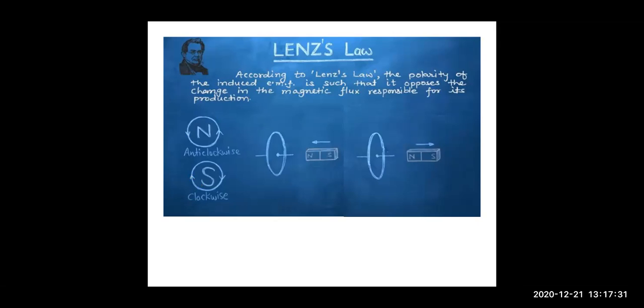Now, what does Lenz's law say? Lenz's law says that the EMF that is produced will oppose the reason which is responsible for its production. What is the reason for the production of EMF? Change in magnetic field, change in magnetic flux, right, children?